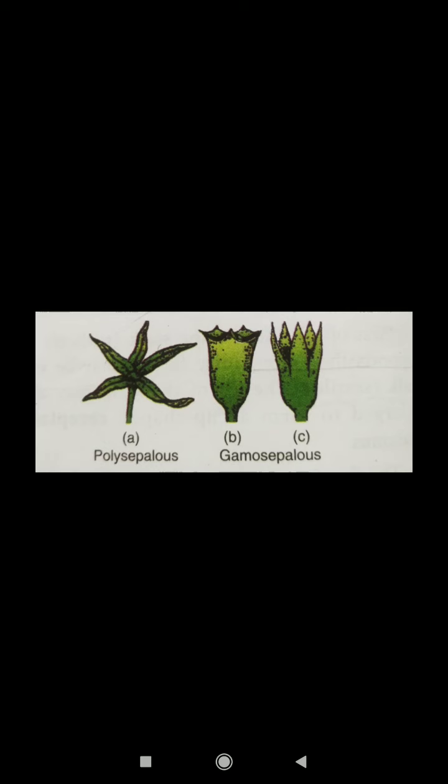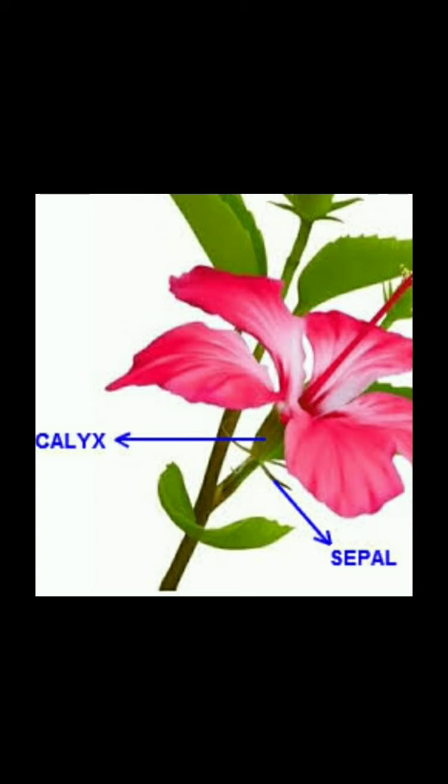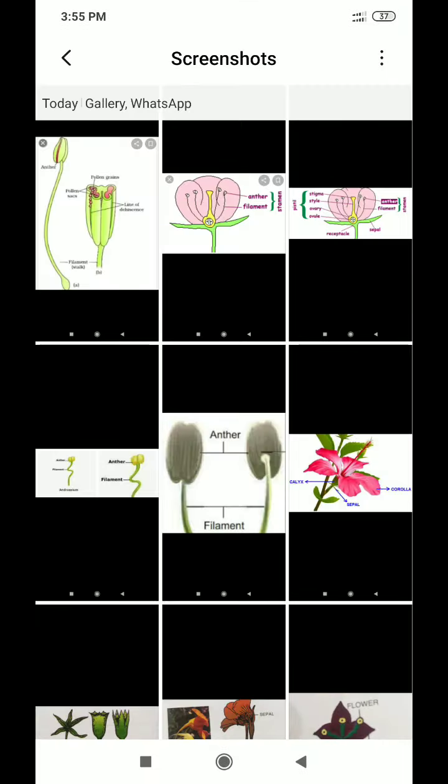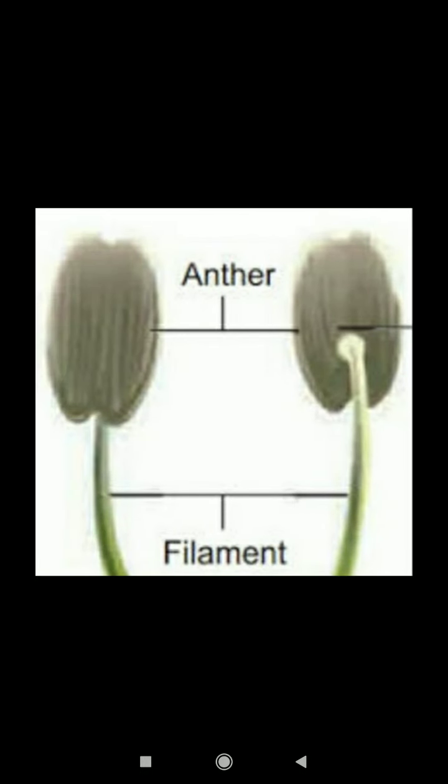Okay, so in this image, polysepalous and gamosepalous, which are the parts of calyx, we have discussed. And here in this image, we can identify the calyx easily. That is, the broader part which you can see in this image mentioned with the blue color is a calyx.